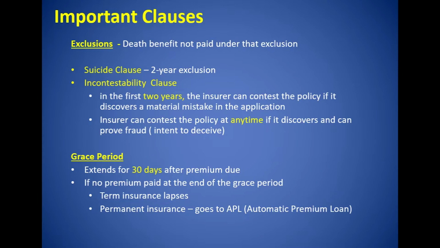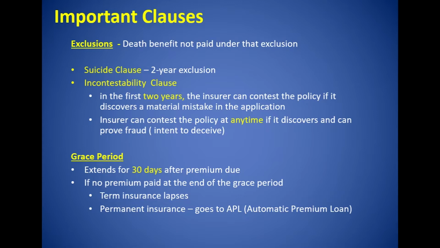And common exclusions are really the suicide clause, which we'll spend a few minutes on, the incontestability clause, and there may also be some situations where someone has some sort of dangerous hobby, skydiving or race car driving. Some insurance policies will exclude coverage if you die as a result of performing those activities.